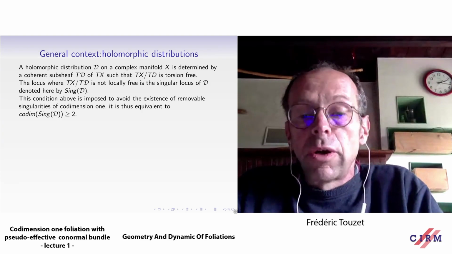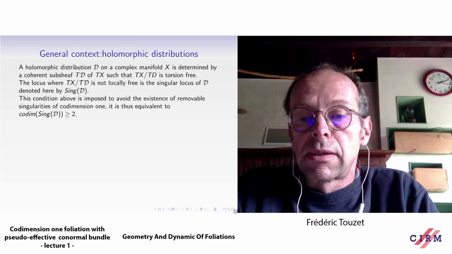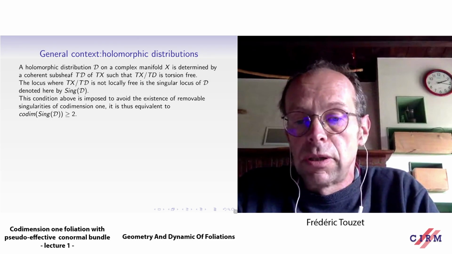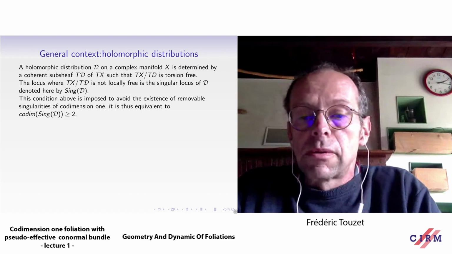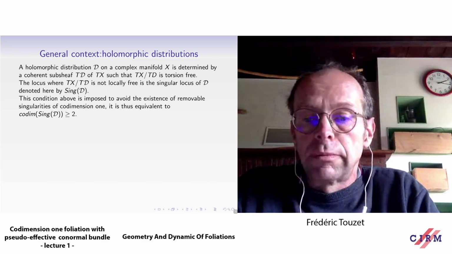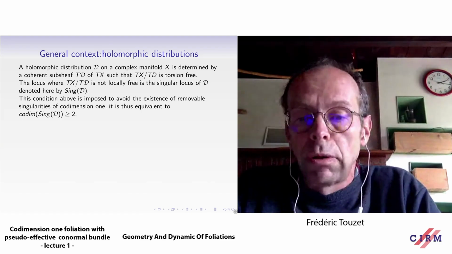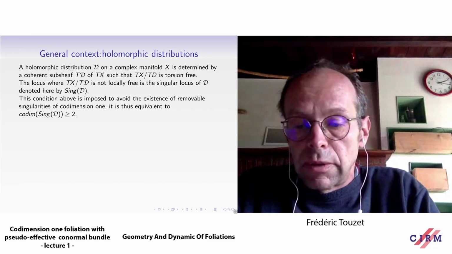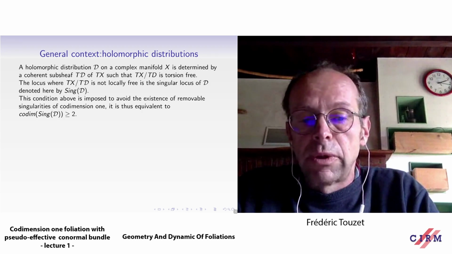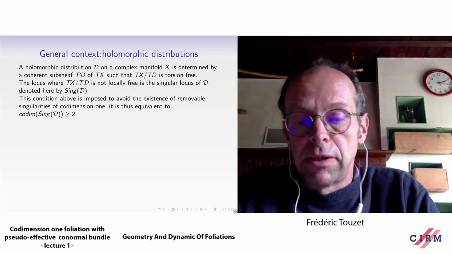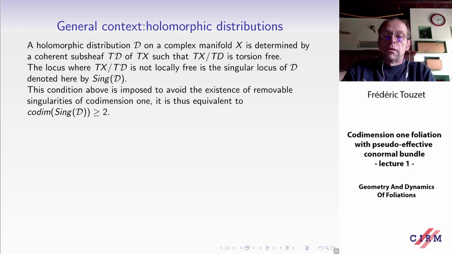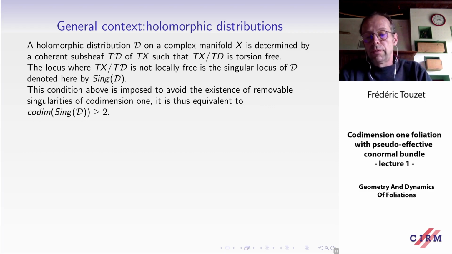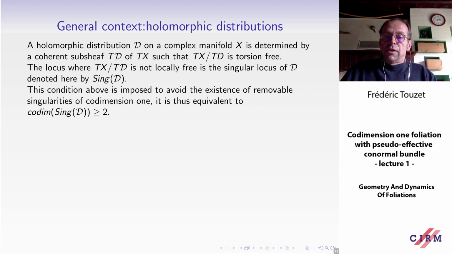And there is a locus where the quotient T_X over T_D, which is somehow the geometric normal bundle of the distribution, is not locally free, and we call this set the singular locus of D. And this saturation condition implies that the codimension of the singular locus is greater than or equal to 2.